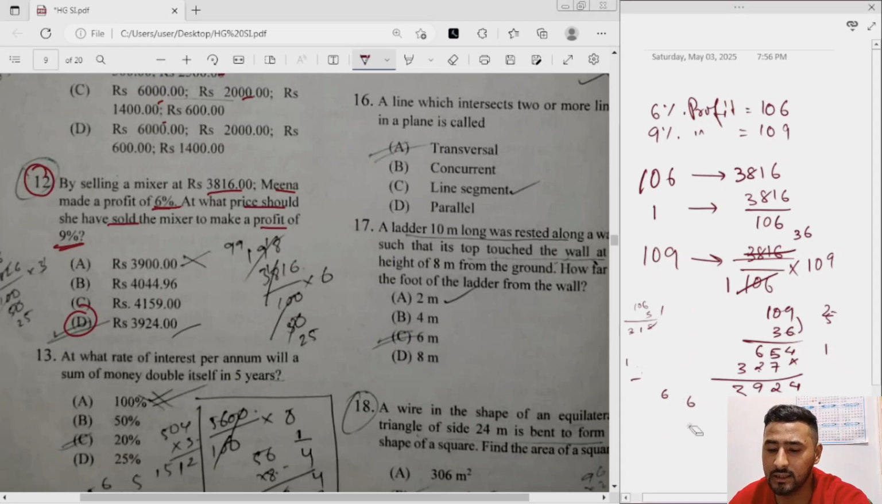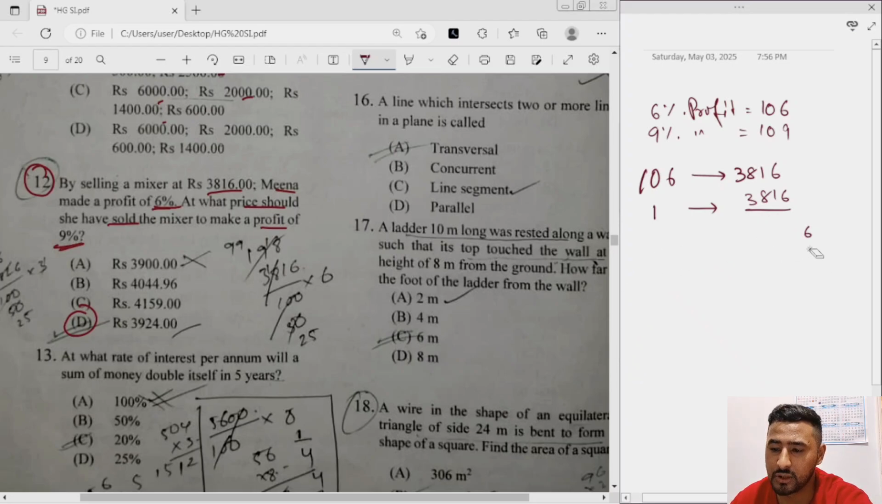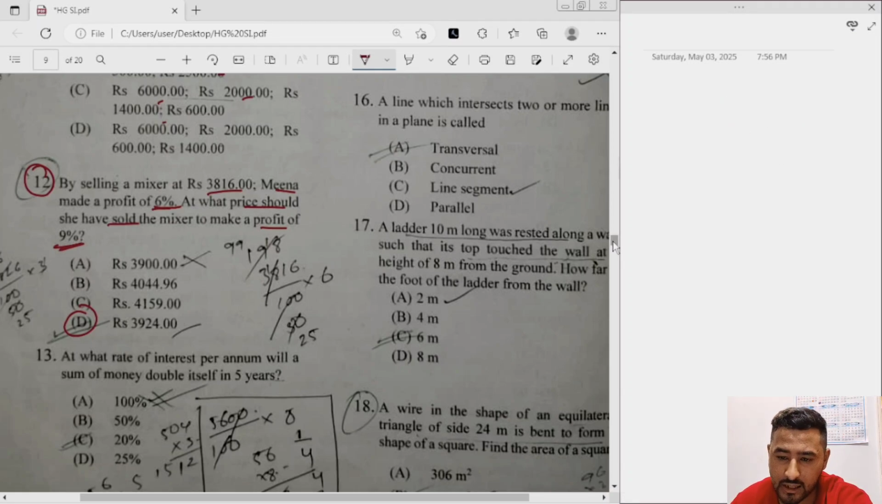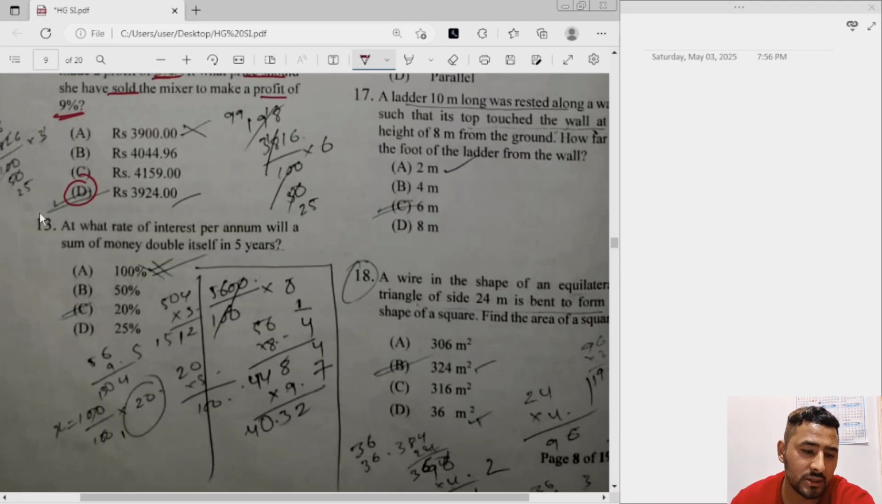Okay. Let's see the next question. This is question number 13. Let me drop this one. Question number 13 is a simple interest question. It says, at what rate of interest per annum will a sum of money double itself in 5 years?